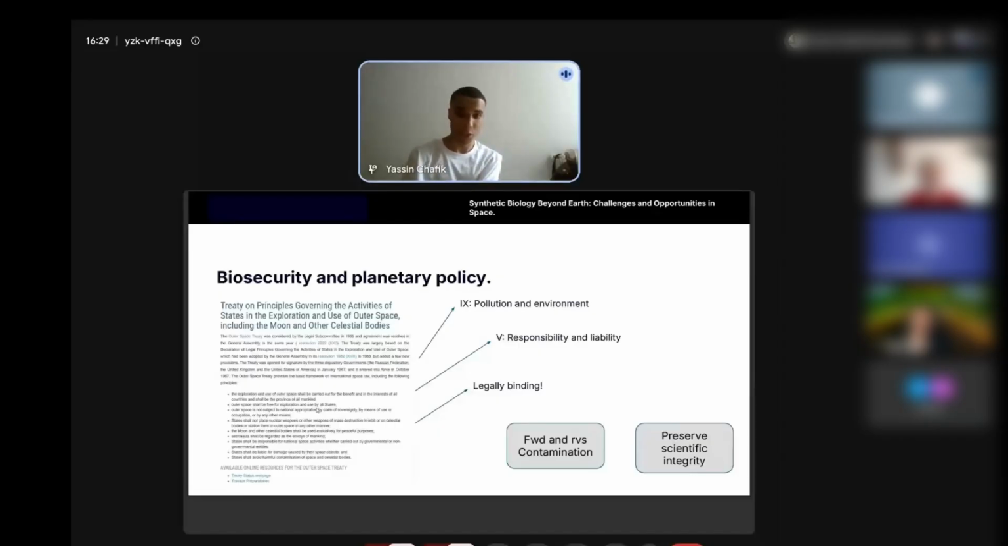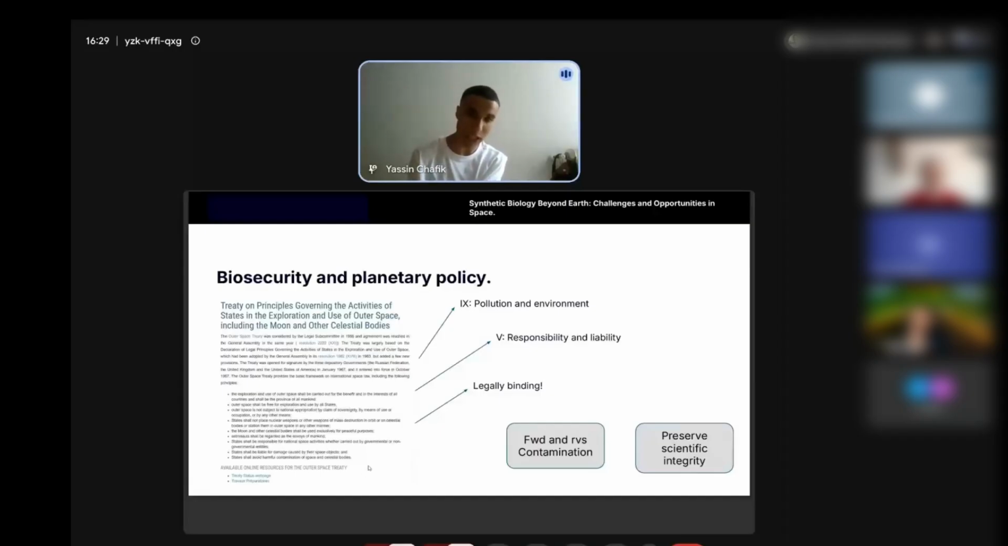The main issue, and I'm super critical of this one, is that since 1967, 60 years ago, nothing has changed. Since the ratification of this agreement, nobody has tried to create revisions. In the field of deep tech, where everything is evolving super fast, we need a stronger regulation, because right now space synthetic biology is evolving fast, and its regulation is staying very far behind.